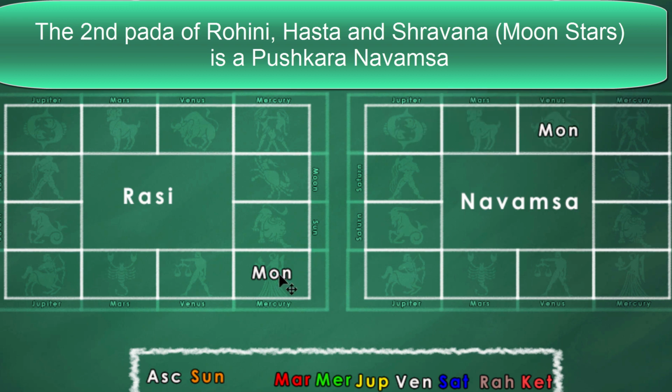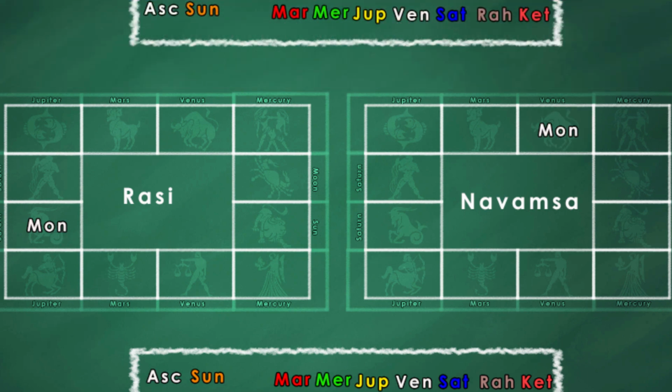So let's do the last one. If the moon is in Shravana second pada, this is also a Pushkara Navamsa. You will find in Navamsa the moon exalted in Navamsa, in Taurus, in Rishabha Navamsa. Since we are dealing with the second pada, let's finish up with the remaining two star groups. The other star groups are the Jupiter stars and the Saturn stars. So let's start with Jupiter stars.